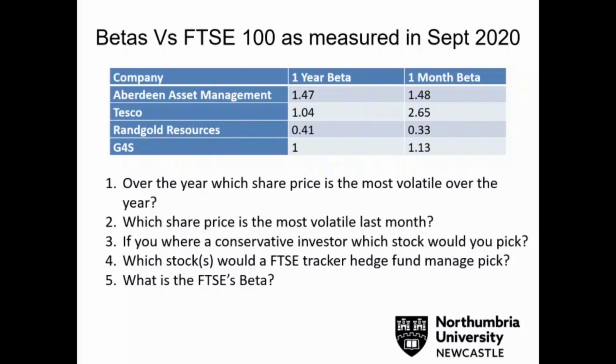Well, actually, if I think, I'll go for the stocks that are closest to 1, like Randgold. Well, technically it's a red herring question. If they're a FTSE tracker, they'll invest in all of them because all of them are on the FTSE.